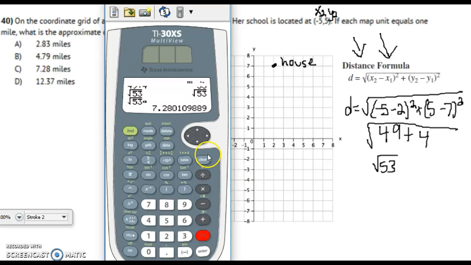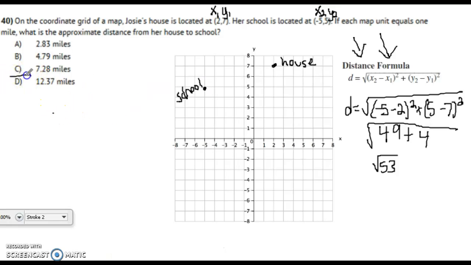So either kind of calculator you have, whether you have a TI-30XS or a computer calculator, you should be able to get the distance is 7.28 miles.